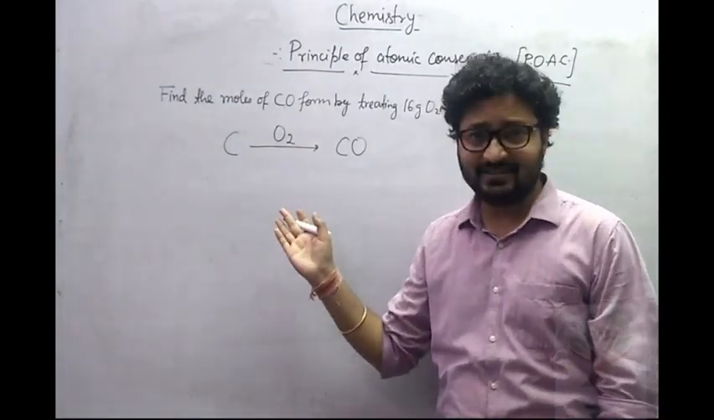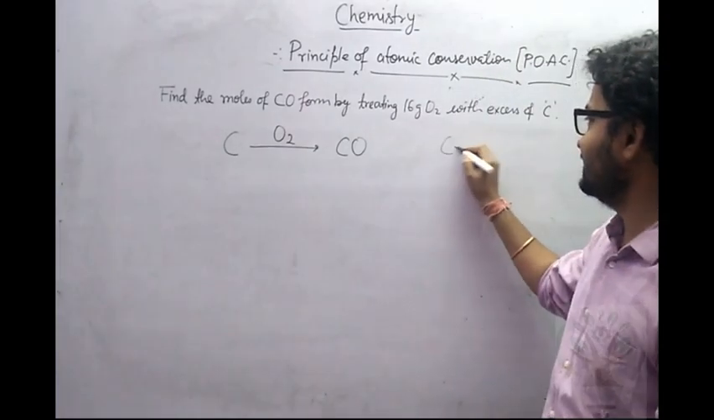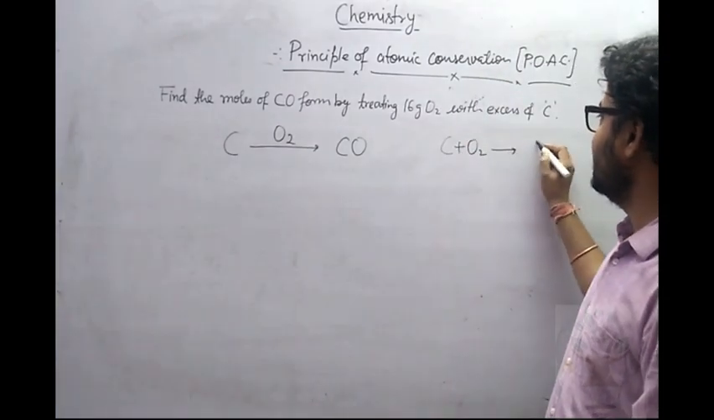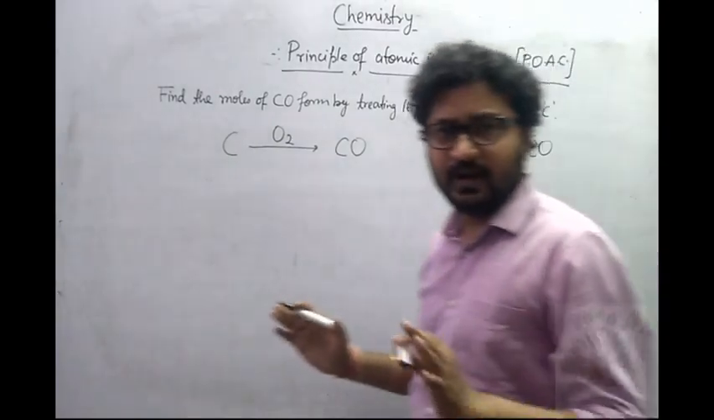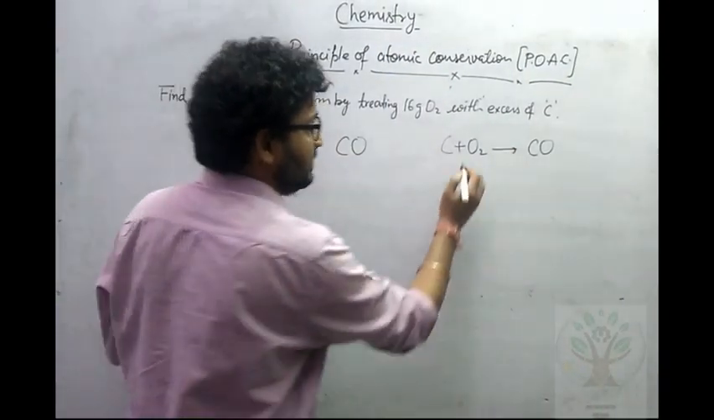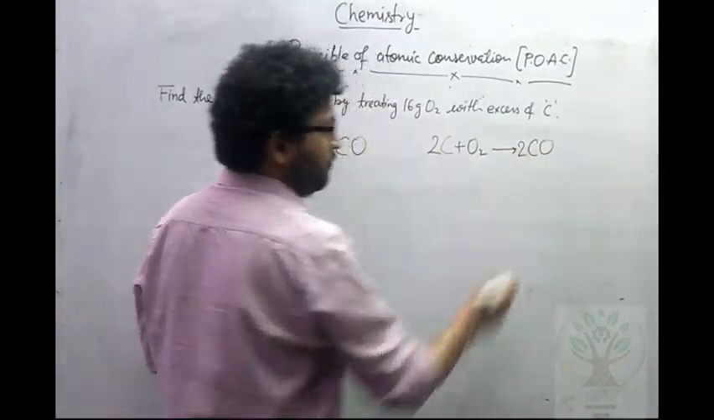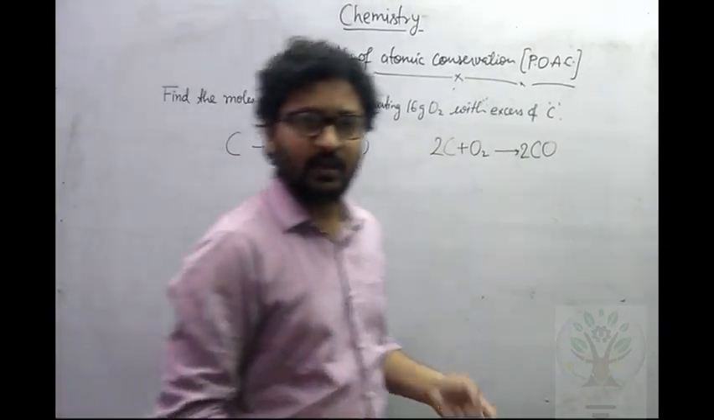Means I don't write reaction like this. Now how do we write reaction? We write reaction like this: C plus O2 gives us CO. This type of reaction we write. Then we balance it. How we will balance? Let's see, 2C here, 2CO here. That's how we balance the reaction.